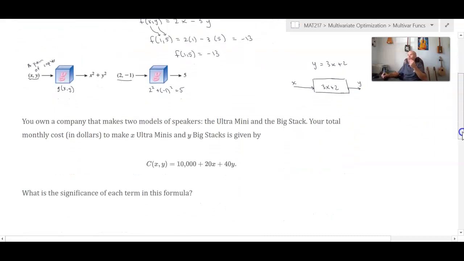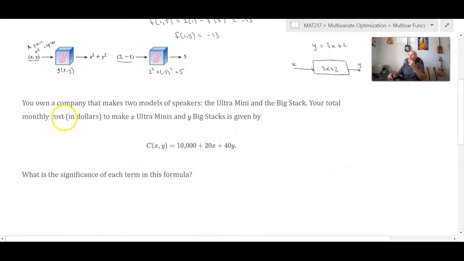Let's take a look at an example where we have a real-world context. You own a company that makes 2 models of speakers, the Ultra Mini and the Big Stack. Your total monthly cost in dollars to make X Ultra Minis and Y Big Stacks is given by C. In this case, we're not calling it G or F, we're just saying C of X, Y, which is convenient to stand for cost as a function of how many Ultra Minis and Big Stacks, and it's equal to 10,000 plus 20X plus 40Y.